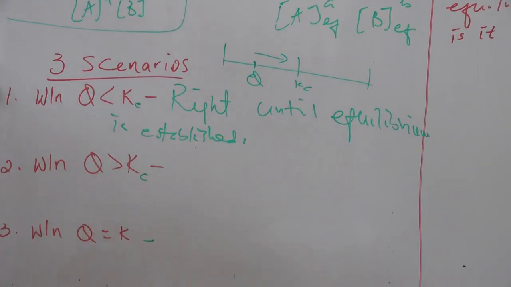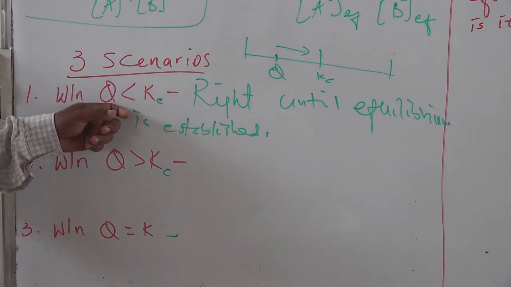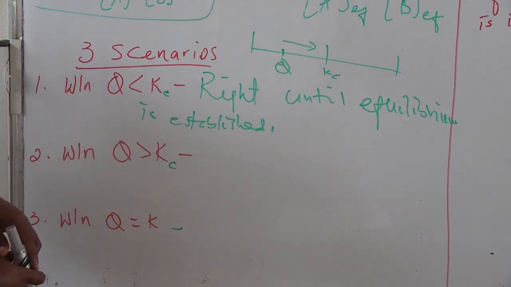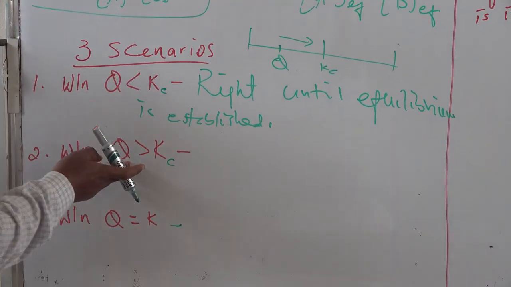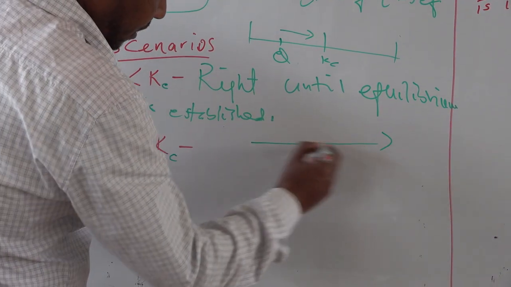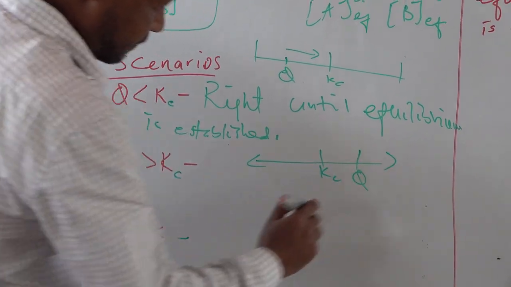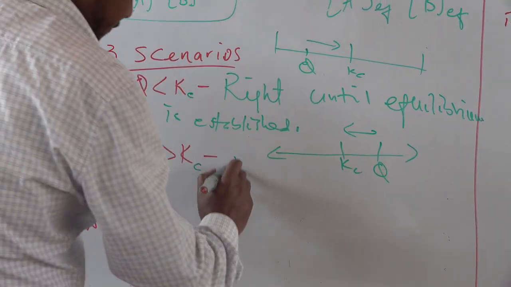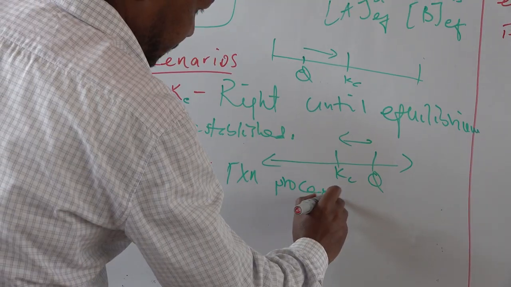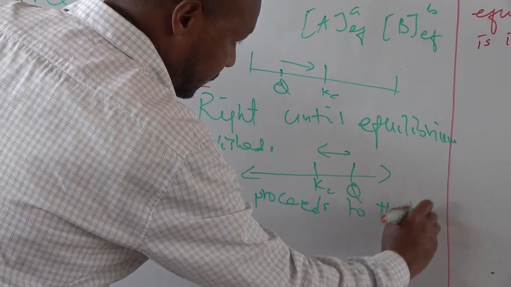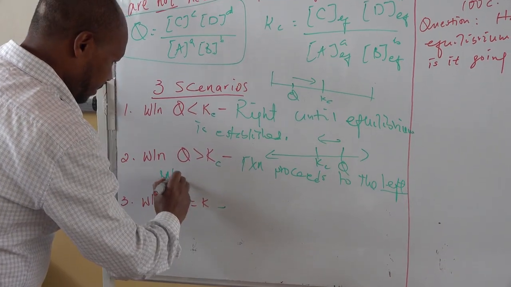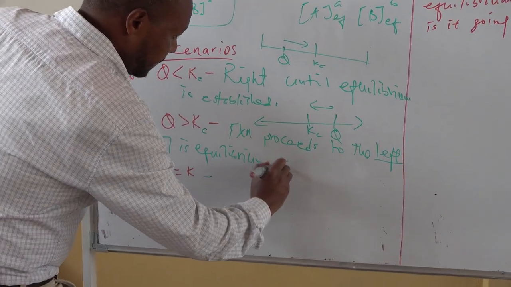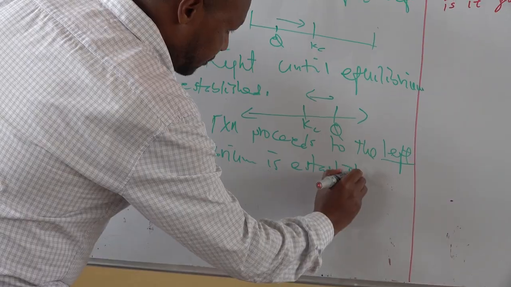So this is very important. You'll be given two values, one for Q and one for Kc. Simply compare them and then tell which direction the reaction proceeds. Now, when Q is greater than Kc, so Q is somewhere over here, the reaction proceeds to the left until equilibrium is established. So this is very important.